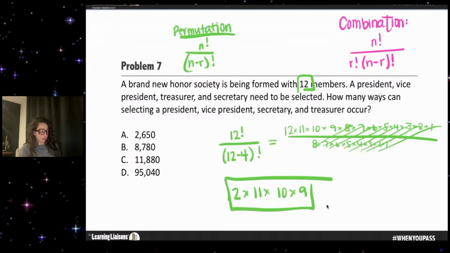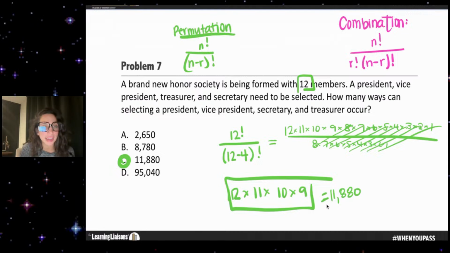So when I do that in the calculator, it equals 11,880, which is the correct answer.